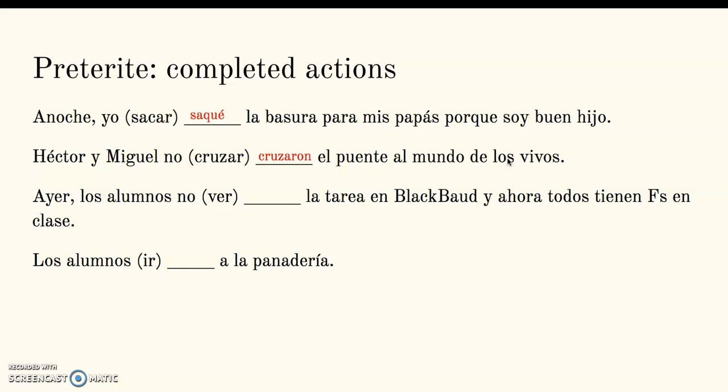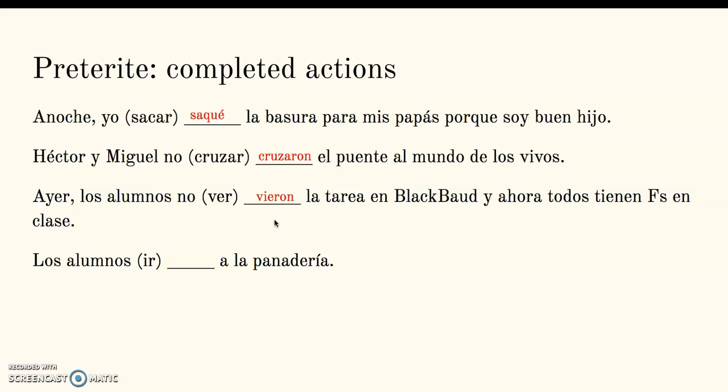Then the next example would be: Ayer los alumnos no blank la tarea en Blackboard y ahora todos tienen Fs en clase. So again, the students didn't see the homework. That's a completed action. Again, pause this video, think of how to conjugate ver in this context. Right, so alumnos would be ellos. Like we said, Héctor y Miguel is also ellos. So it'd be conjugated as vieron. Ayer los alumnos no vieron la tarea. They didn't see the homework.